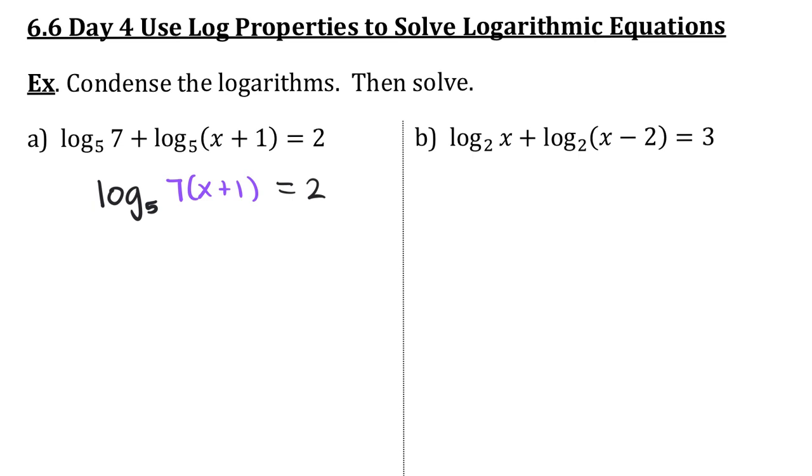So we've condensed this side into a single log. Now we can rewrite this in exponential form because I see the base, 5 to the second. That's my setup right there. 5 to the second equals, and then I do 7 times x plus 1. If you want to distribute it, now you can. If you want to bring it over, it's fine. What is 5 to the second? 5 to the second is 25. So now it equals 25, and now I can solve it like normal.